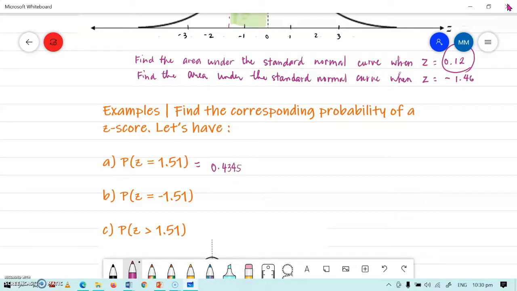And B, find the probability of z equals negative 1.51. And as we have discussed earlier, the area under the normal curve of a negative z-score and positive z-scores are just equal because again they're just symmetric about the mean. So the probability of z equals negative 1.51 is still equal to the probability of z equals positive 1.51. So it's just 0.4345.